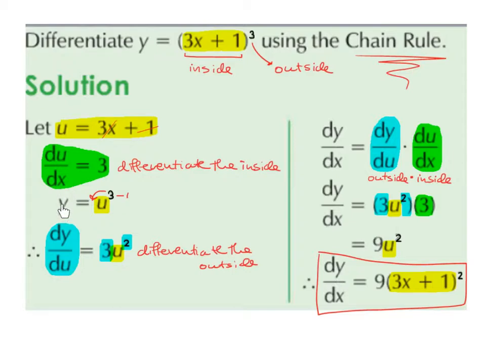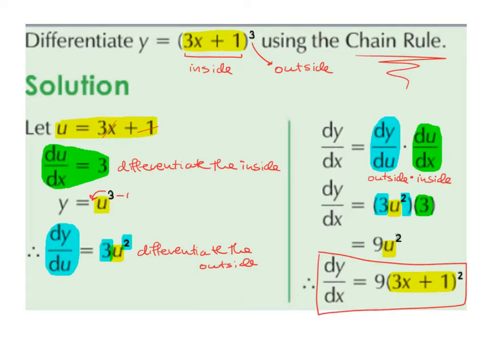Now we let y equal u to the power of 3. That's the outside. So if this is u, then y is equal to u to the power of 3. And then dy/du, the derivative of this: we bring the power 3 down in front, and we reduce the power by 1. 3 minus 1 is 2. So the derivative is 3u squared. We just differentiated the outside, the power.